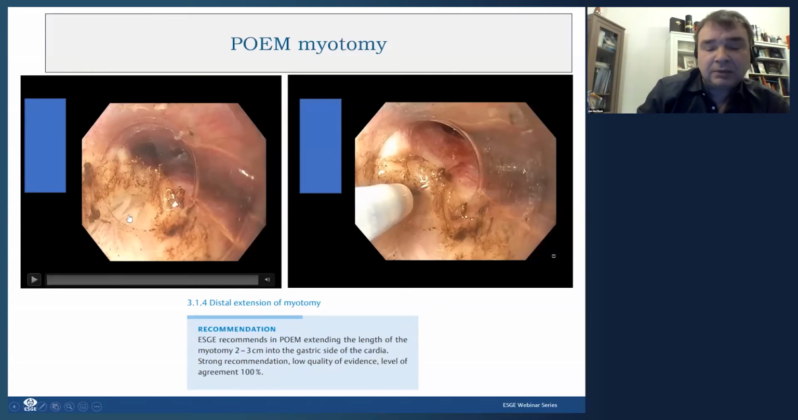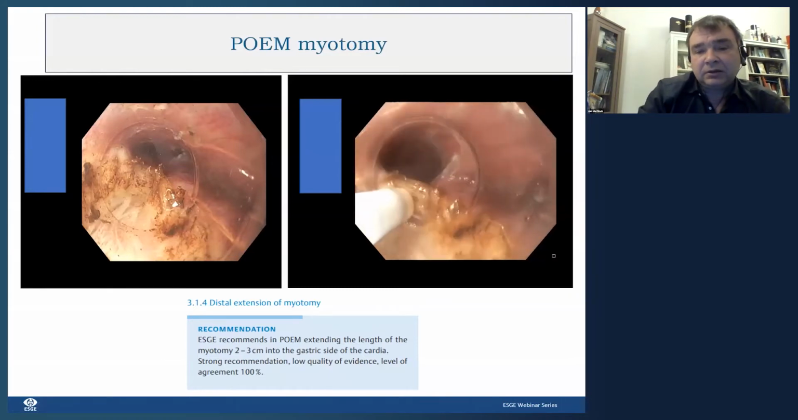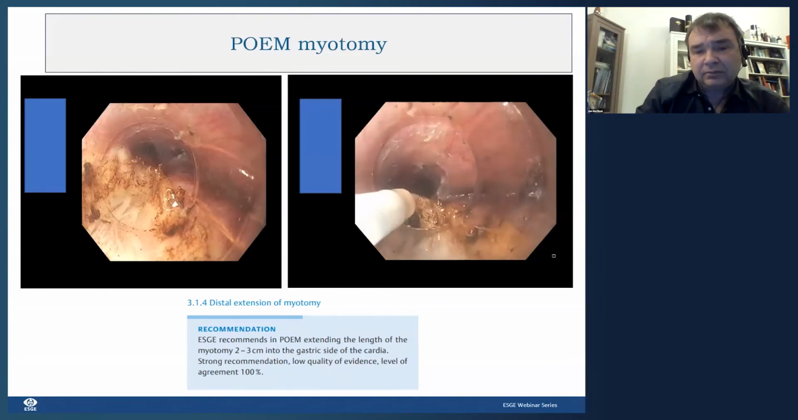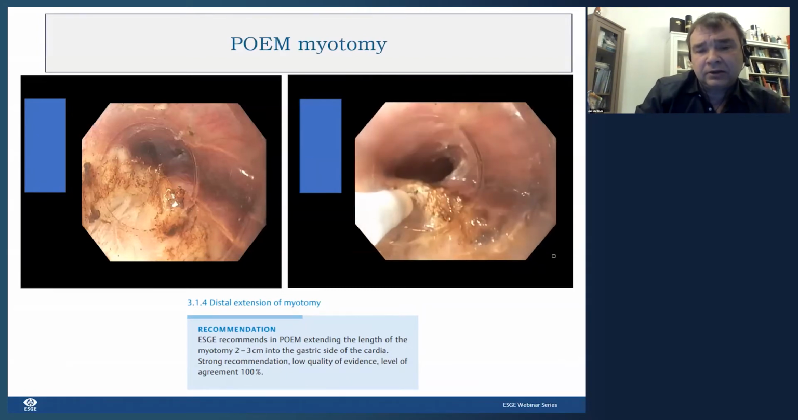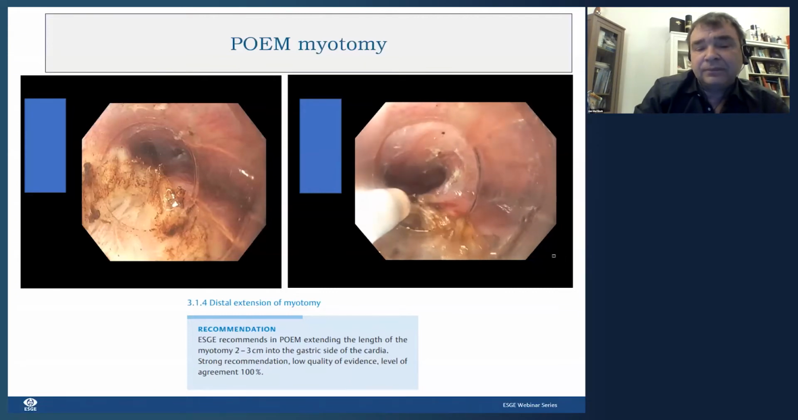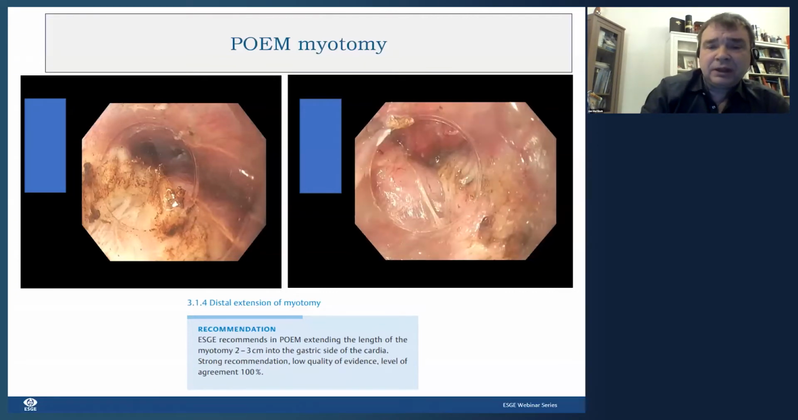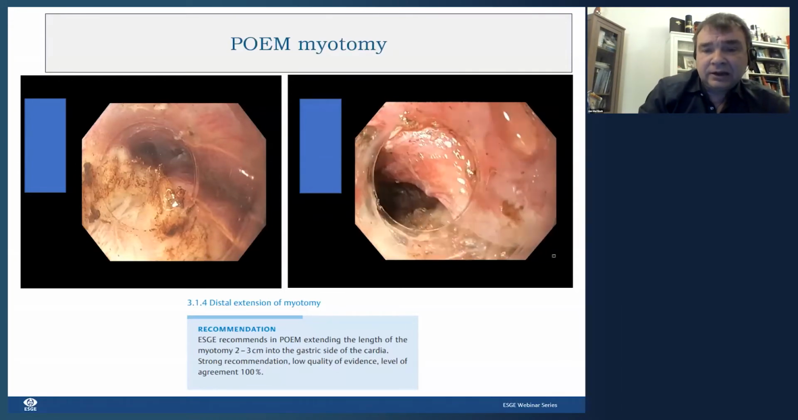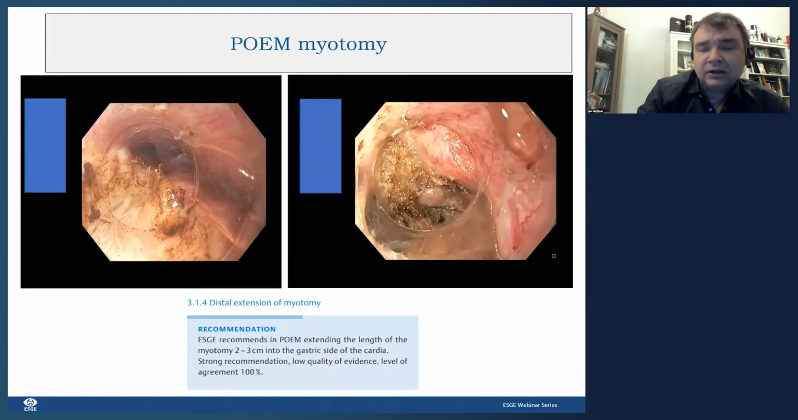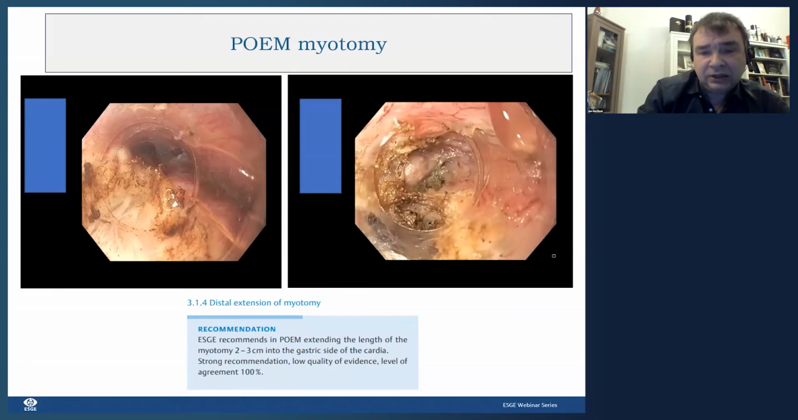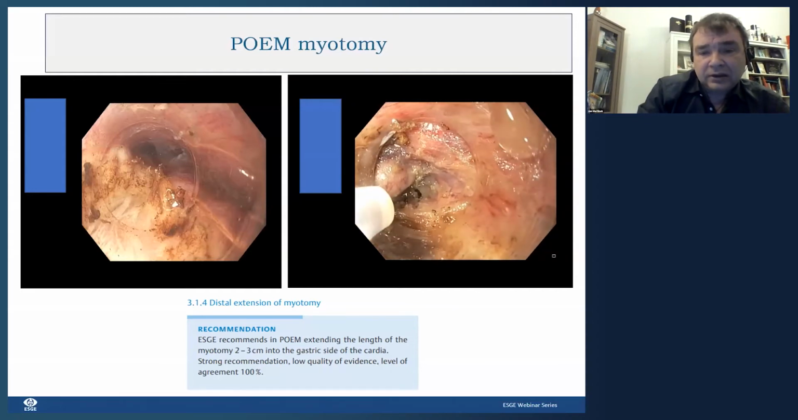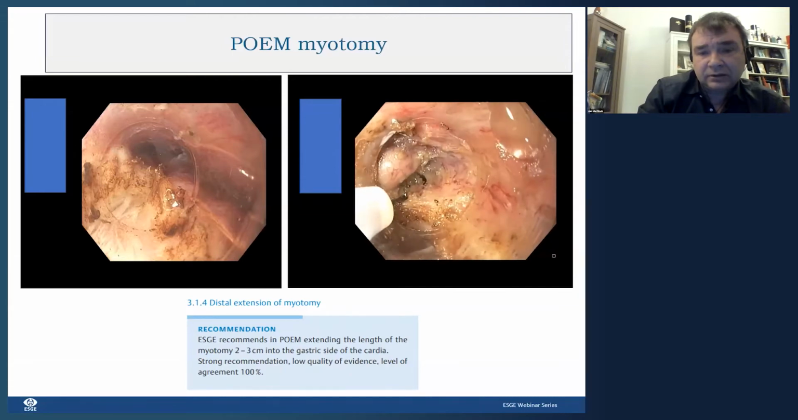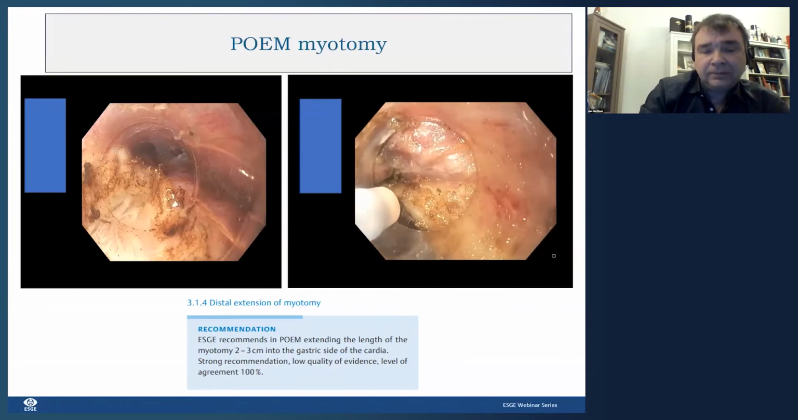I continue my myotomy. The mean length of myotomy in our hands is now around 10 to 12 centimeters. And you see how we perform this myotomy. If you do the posterior side, this is the diaphragm. And there is an extension into the cardia 2 to 3 centimeters, as you can see here. This patient really had a rather thick muscle layer at the end of the myotomy.